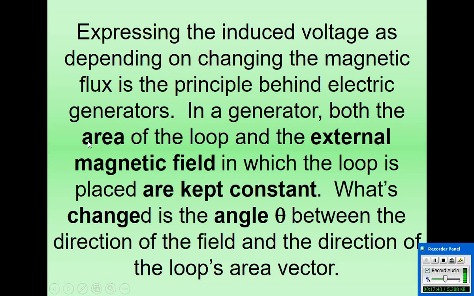The idea of the voltage being created simply by changing the magnetic flux is the issue behind those electric generators we saw a few slides ago. In an electric generator, in order to change the flux, we are not changing the field strength B. We're not changing the area of the loop A, but we are changing the orientation between B and A. And if we change the orientation theta between B and A, we're changing the flux. And if we're changing the flux, we're going to create a voltage. And that is the physics behind an electric generator.